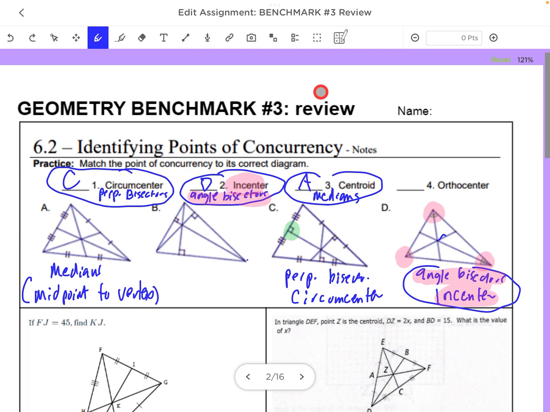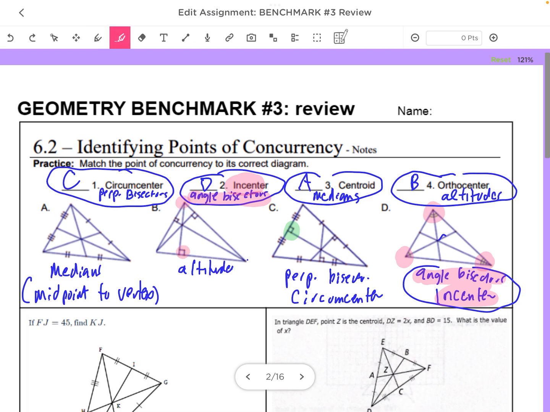Now, the last one, orthocenter, that's created by altitudes. So that one has to be B. So these are altitudes. Altitudes are when it's a right angle going to the vertex, so that's going to be perpendicular. Okay, so those are our 4 types.